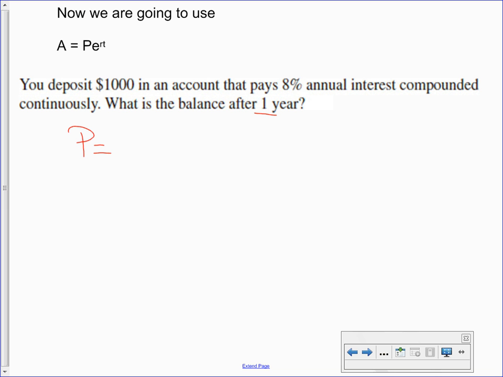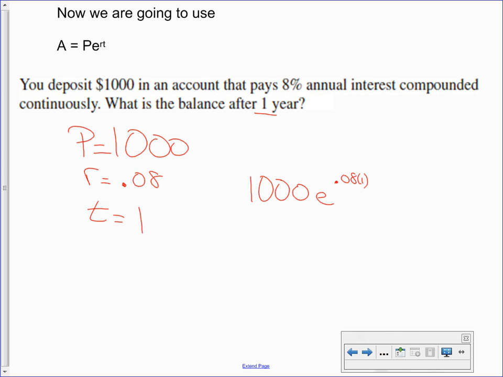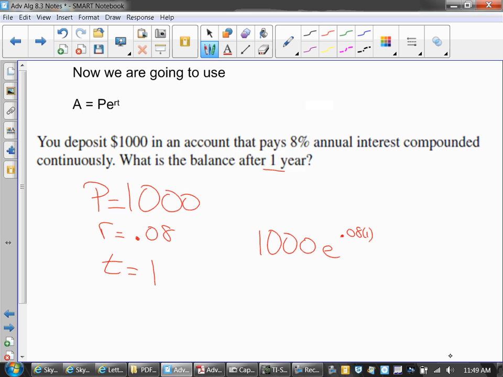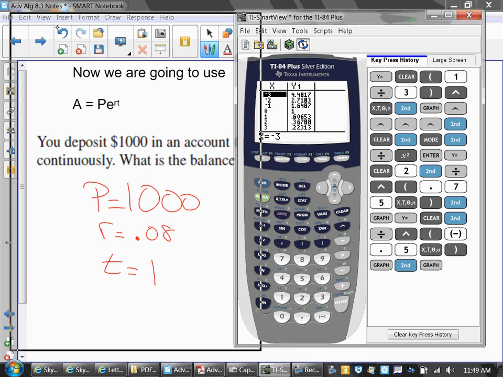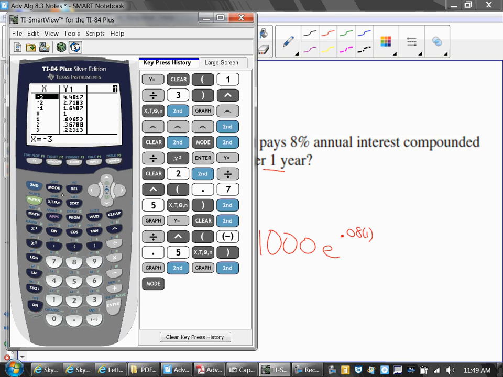So that means your principal is how much? 1,000. What's your rate? 0.08, good. And in this case here, what's your T? 1. So in your calculator, you're just going to type in 1,000 e to the 0.08 times 1. Should be 1,080, I believe.